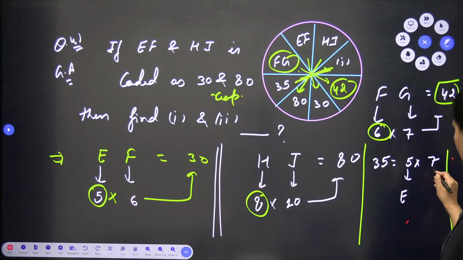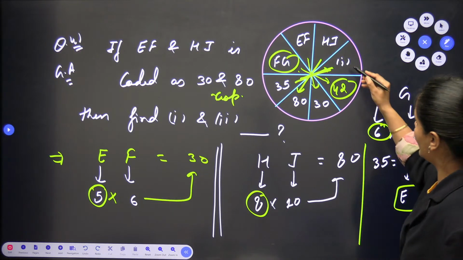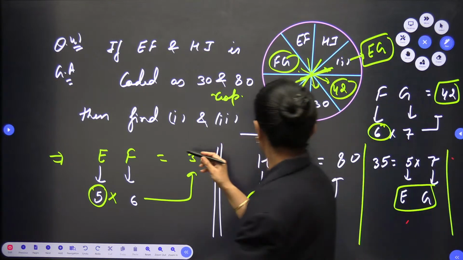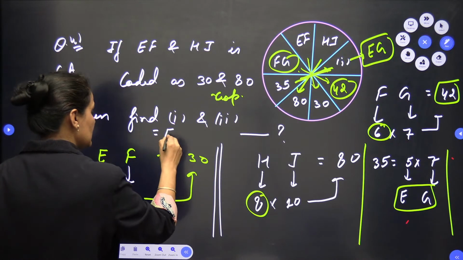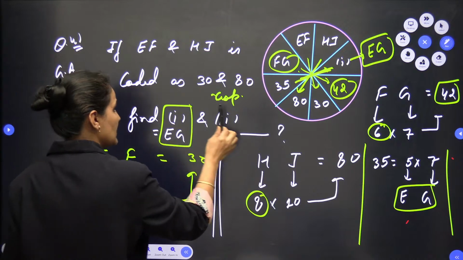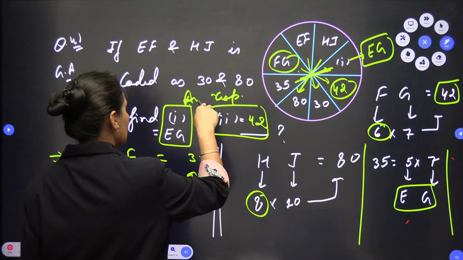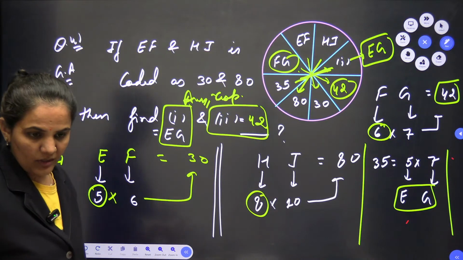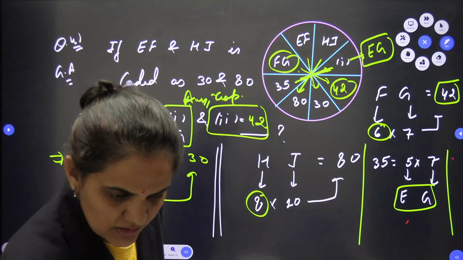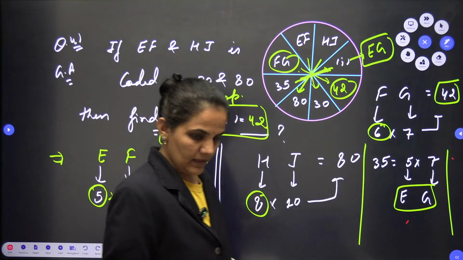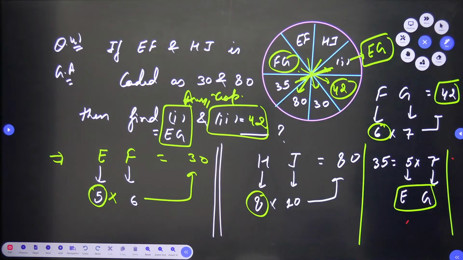5 means E and 7 is G. So it should be EG at the place of this one. It's asking about the first and second. So first will be EG and second will be 42. These two will be the answer according to the options. As I do not have options here, you can check according to the options and confirm. Okay, so let's come to the next one.